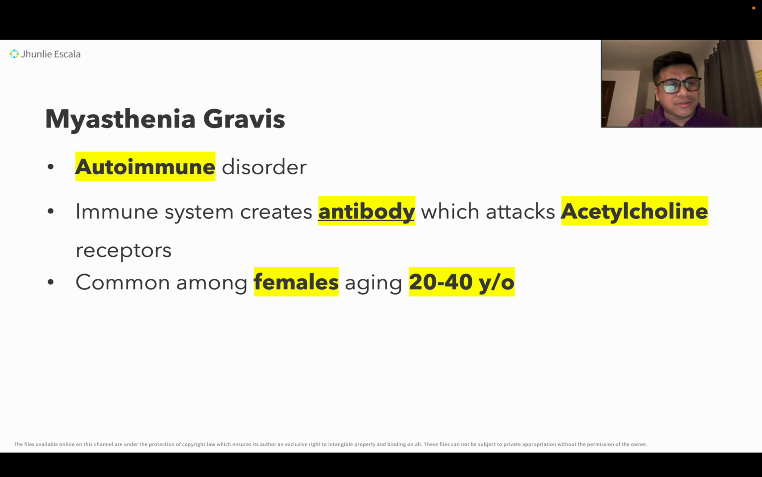Now let's try to compare this to the previous discussion that we had on Parkinson's. Kapatid, sa Parkinson's, ang problema is nagkaroon tayo ng mababang dopamine production in the basal ganglia. The most evident and the most common description that we can have with Parkinson's is that it's a chronic, degenerative, and progressive disorder. Unlike here, it's an autoimmune disorder wherein the body creates an antibody and attacks the acetylcholine receptors. Parkinson's is more common among males, especially those beyond 50 years old. In myasthenia gravis, kapatid, it's more common in females aging 20 to 40 years old. So that's a total difference between the two concepts.